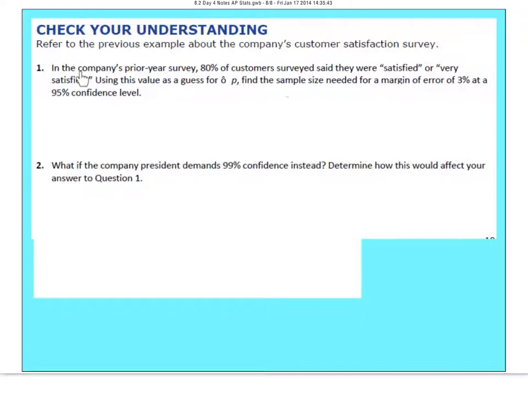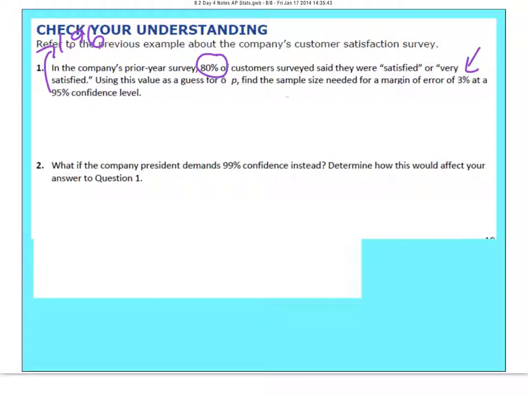In this scenario, a company's prior year survey, 80% of the customers surveyed said they were satisfied or very satisfied. Use this value to guess for the standard deviation to find the sample size needed for the margin of error of 3% at a 95% confidence interval. Okay, great, 95% confidence, we know, 1.96.